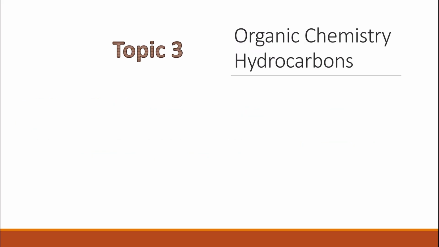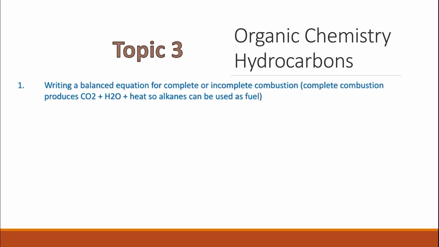Organic chemistry, hydrocarbon. You should be able to write a balanced equation for complete or incomplete combustion. Remember that complete combustion will produce carbon dioxide and water, and also there will be heat, so alkanes can be used as fuel. You should know the general formula for alkanes, which is CnH2n+2.